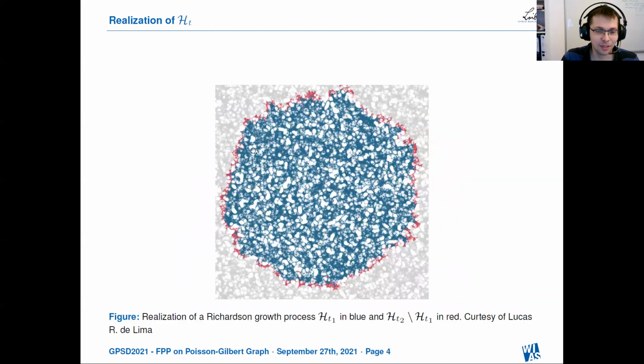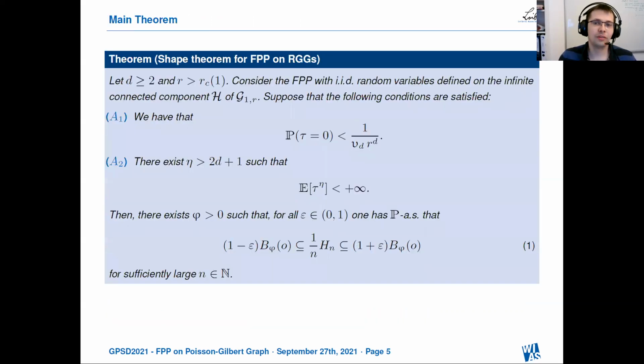Okay, here is another picture made by Lucas that visualizes the growth, in this case with a Richardson growth dynamics, meaning exponential weights. And as you can see, it really looks like a ball quite fast. Okay, now to the main result.